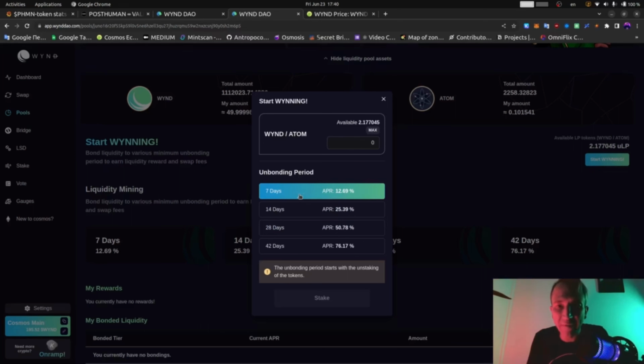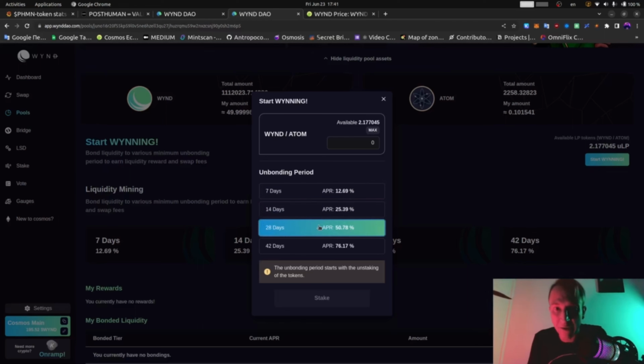If you choose 7 days, it means that the time to unfreeze your LP tokens will be 7 days. It does not mean that you need to keep your LP tokens for 7 days, or that you will get the reward after 7 days. It means that in the moment when you try to unbond your LP tokens to withdraw your crypto from the liquidity pool, you will need to wait 7 days. But if you choose 14 days, the APR will already be 25%. If you choose 28 days, APR is already 50%, and 42 days, APR 76%.